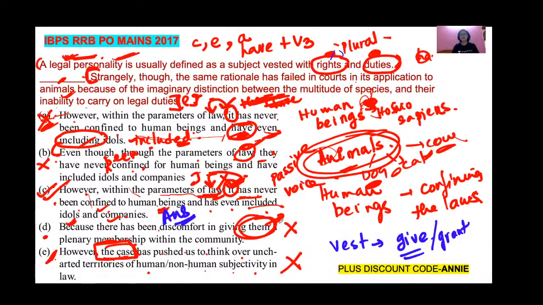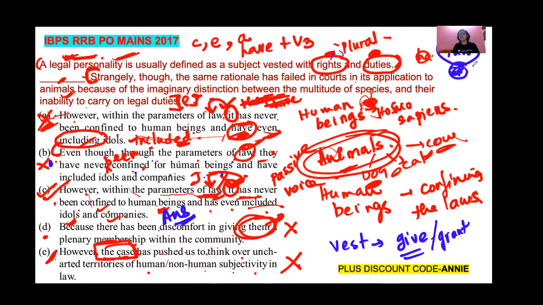Okay, in the previous question Vishnu had a doubt in option B. So I'll quickly explain option B once. Even though through the parameters of law they have never confined for human beings. So you see, they have never confined. So "they" means the author wants to denote law. Okay, first of all it should have been "it", not "they". Okay, let's forget that. But then law will not confine.